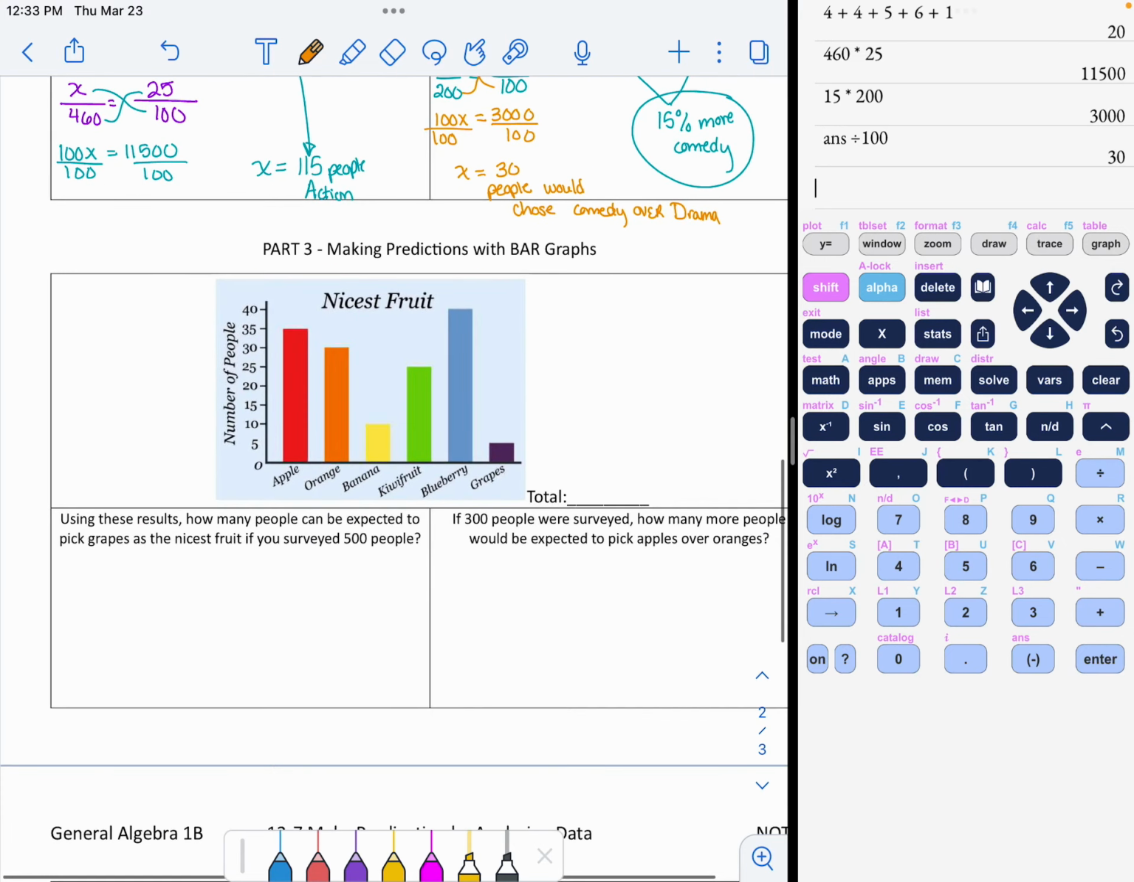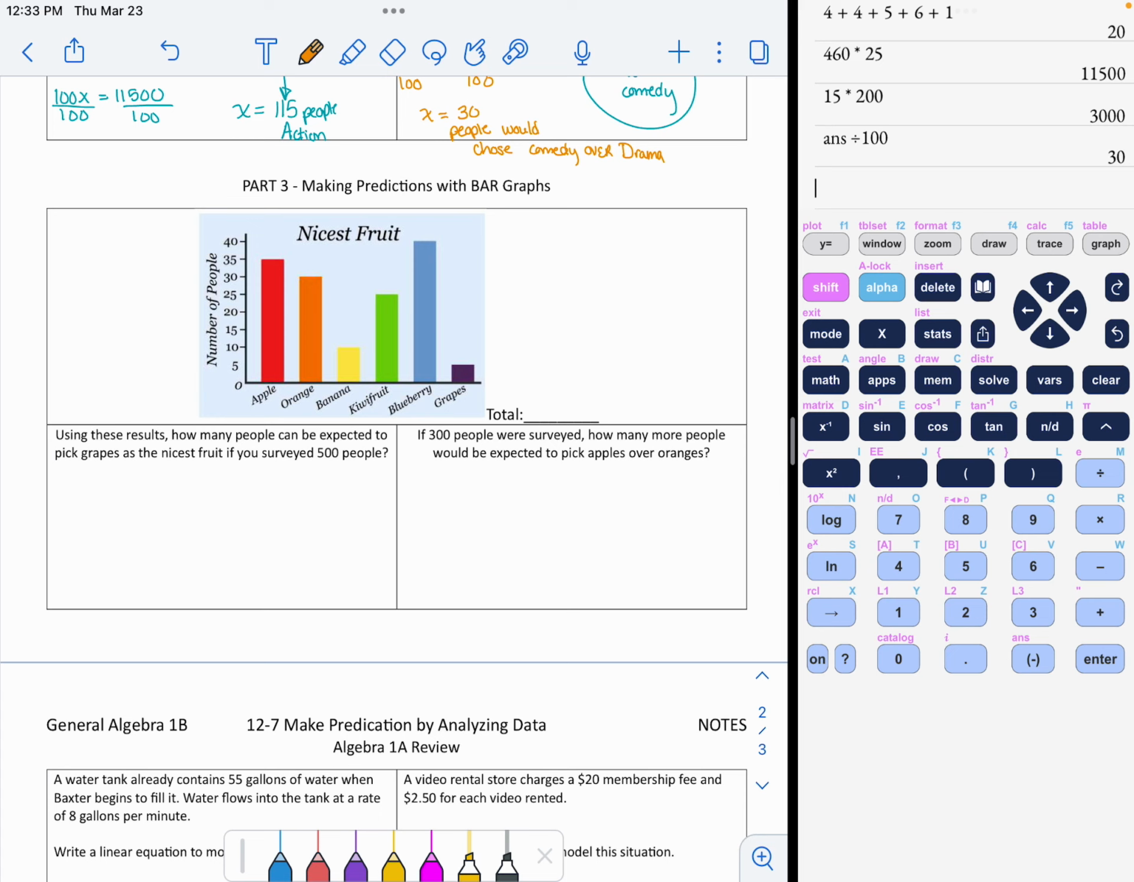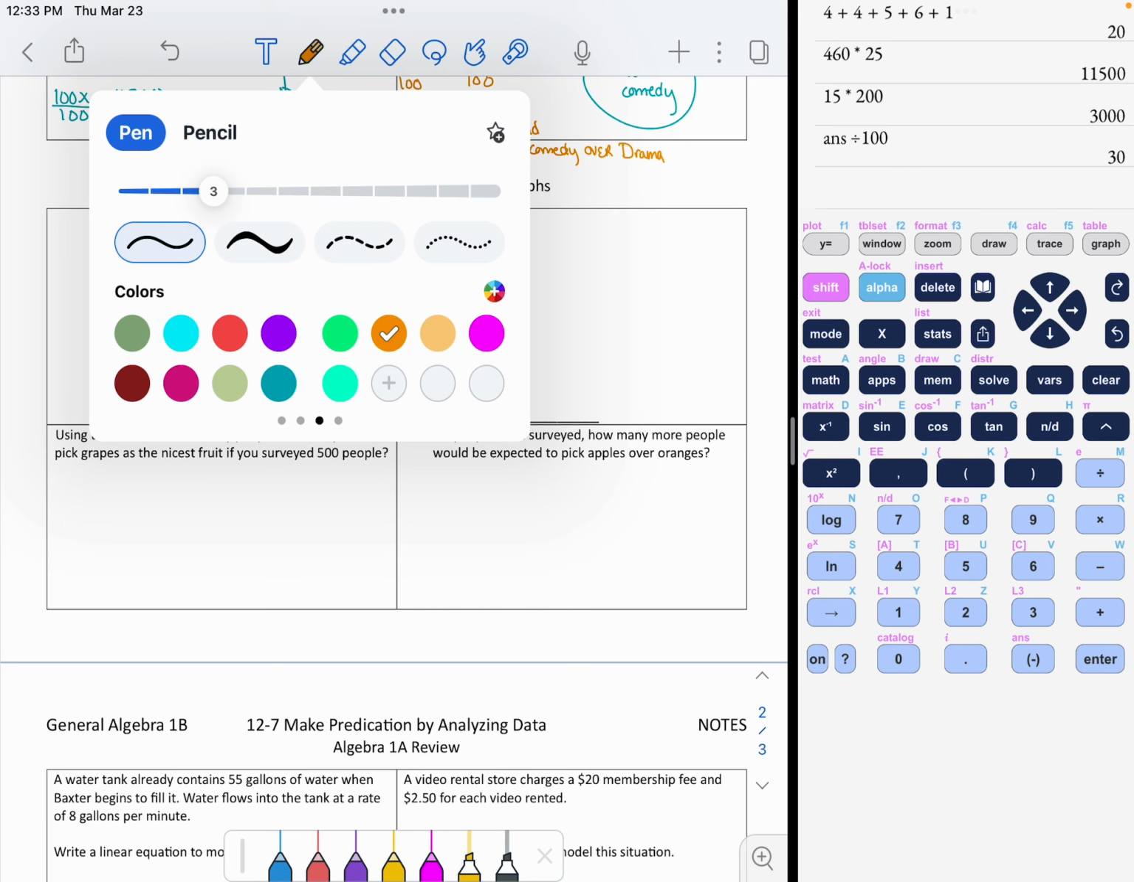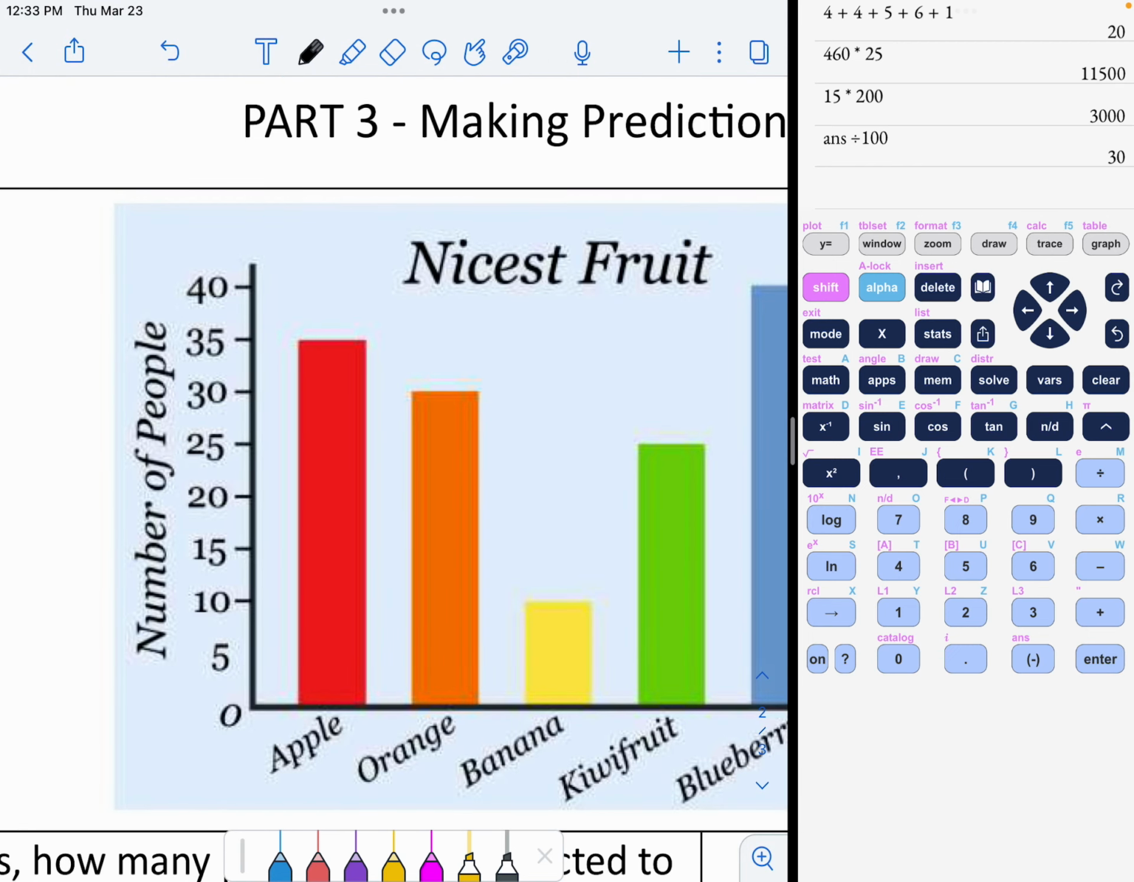Now it's time for our bar graph. Okay, so people, I like this one. Nicest fruit. I like that was actually a question. Like, can you please tell me what do you think is the nicest fruit? Okay, anyway, I digress.